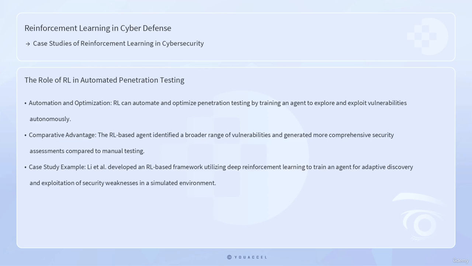An example of this application is found in the work by Lee et al., who developed an RL-based framework for automated penetration testing. The framework utilized a deep reinforcement learning approach to train an agent that could adaptively discover and exploit security weaknesses in a simulated environment. The study demonstrated that the RL-based penetration testing agent was able to identify a broader range of vulnerabilities and generate more comprehensive security assessments compared to manual testing, underscoring the potential of RL in enhancing penetration testing methodologies.